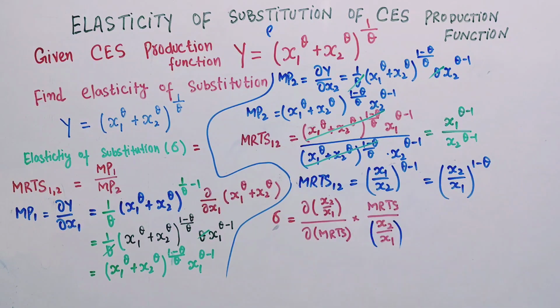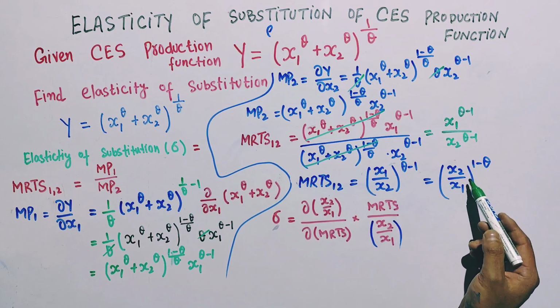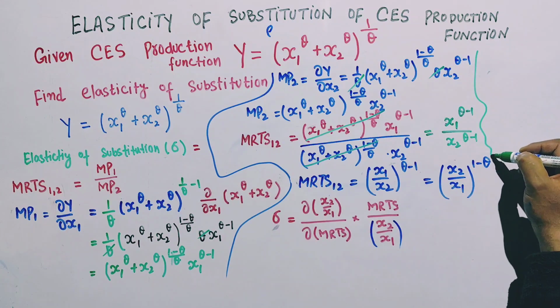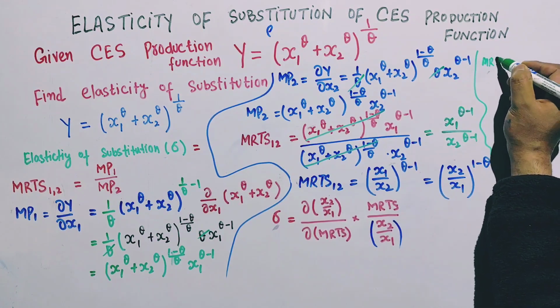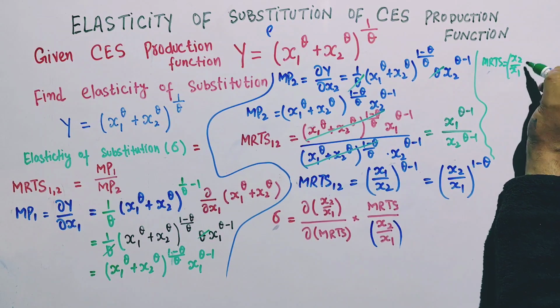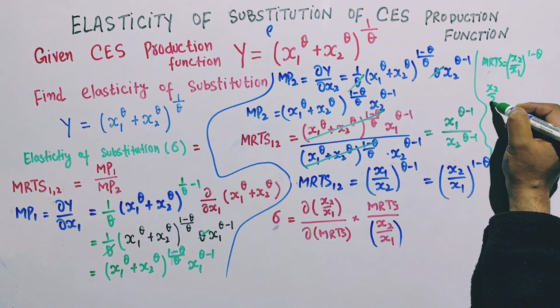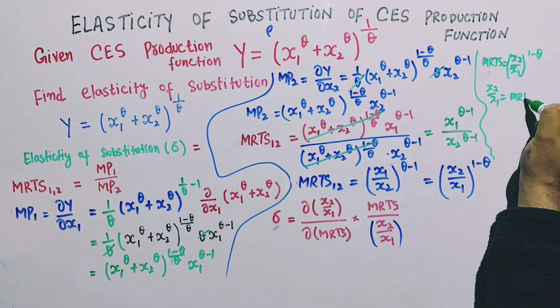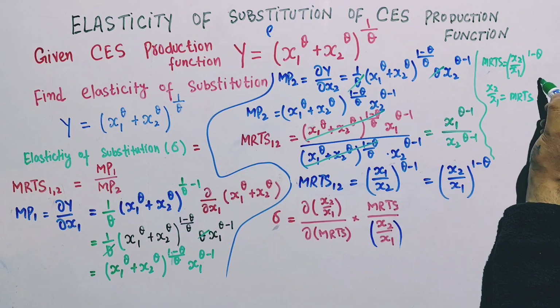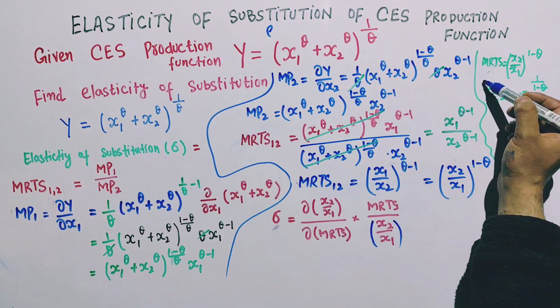Let us rewrite this MRTS again here to make sense. MRTS is equal to (x2/x1) raised to the power 1 − θ. Transposing this, x2 upon x1 will become MRTS, and the exponent gets reciprocated, so we have MRTS raised to the power 1/(1 − θ).